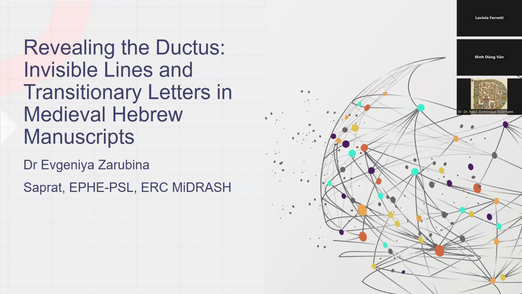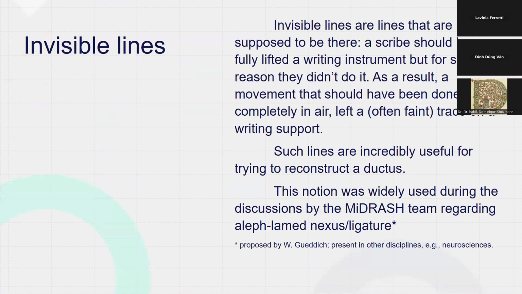So I came here to talk a little bit about a subject that is connected to what Miruna has spoken about, which is the invisible lines and the transitional letters in the medieval Hebrew manuscripts. So first, let's talk about what I actually mean when I say those terms.